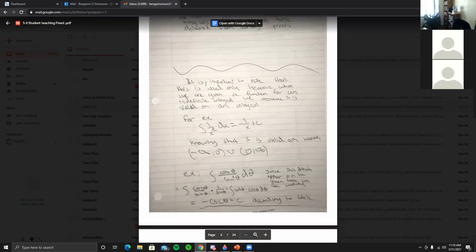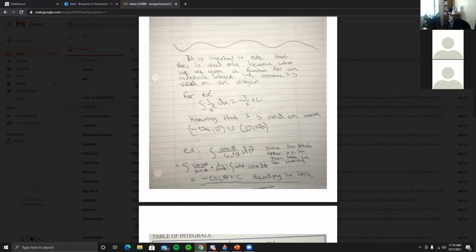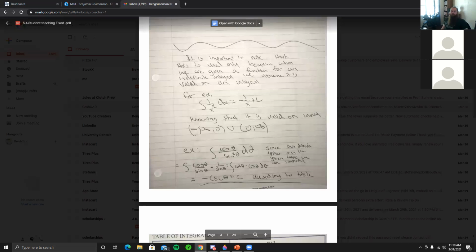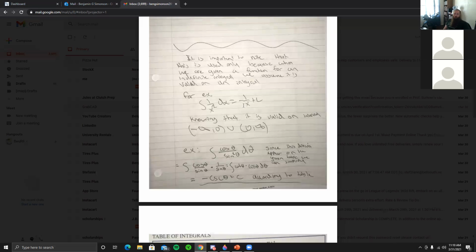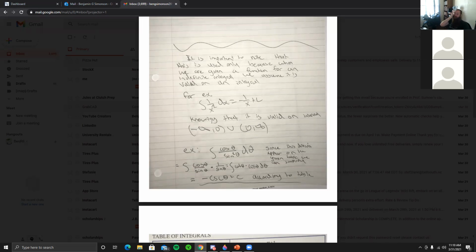So here it is important to note that this is used only because when we are given a function for an indefinite integral, we assume it is valid on an interval. So for example, if we have the integration of 1 over x squared dx, the antiderivative is negative 1 over x plus c. However, we have to confirm that x can't be 0, as the answer would be undefined. So we already know that the integral is valid from negative infinity to 0 and 0 to infinity. However, we don't need to explicitly state this.